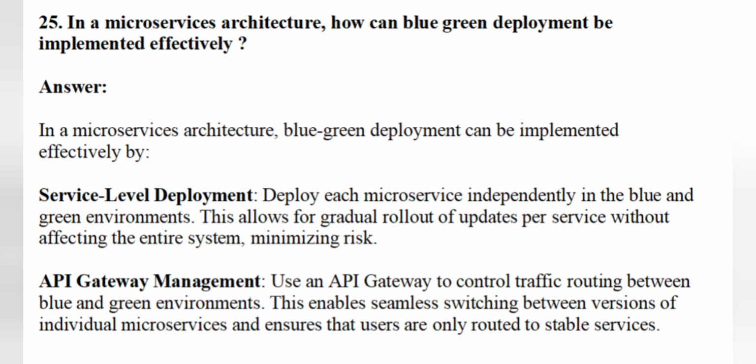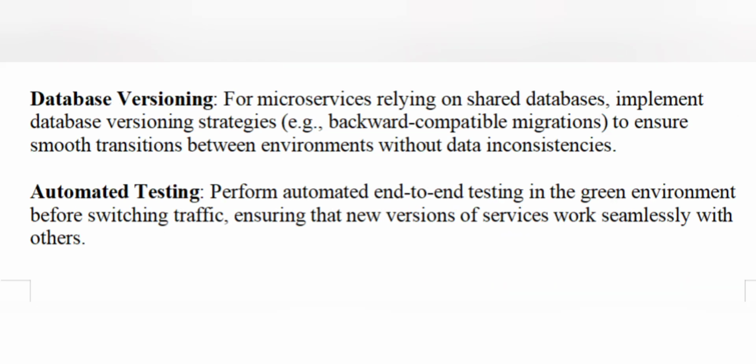The next point is API gateway management. Use an API gateway to control the traffic routing between blue and green environments. This enables seamless switching between the versions of the individual microservices and ensures that users are only routed to stable services. The next point is database versioning.